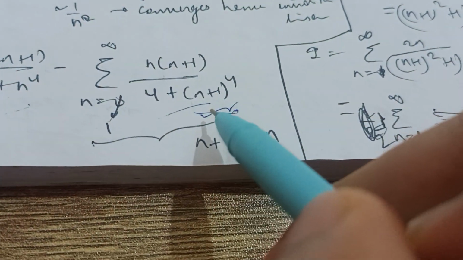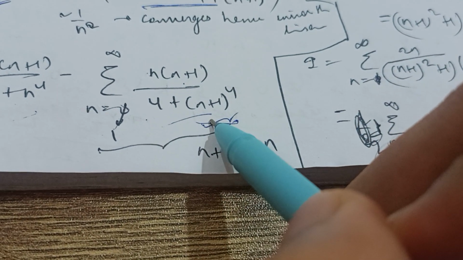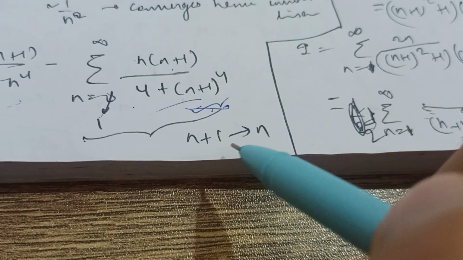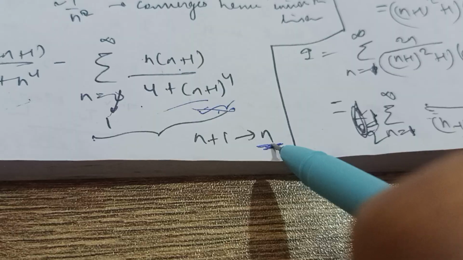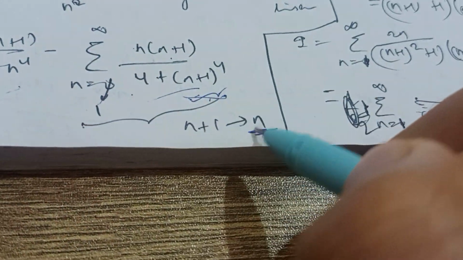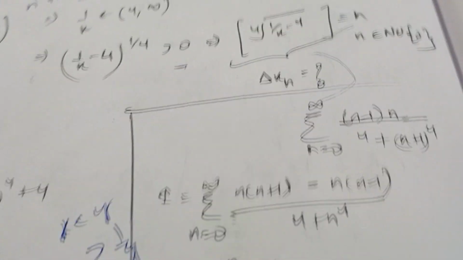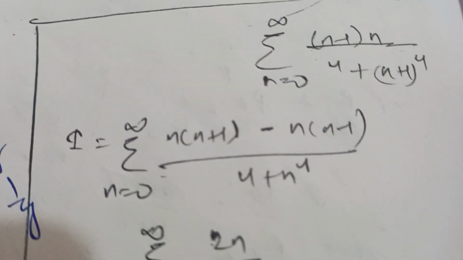So if I write n plus 1 as n, this will reduce to (n minus 1) into n upon 4 plus n to the power 4, and this will again go from 0 to infinity, because I have substituted n plus 1 with n. And you can just write n plus 1 as t if you are getting confused, because this is a different variable, this n does not cancel out with that n. Assume it as t, that would be more clear.